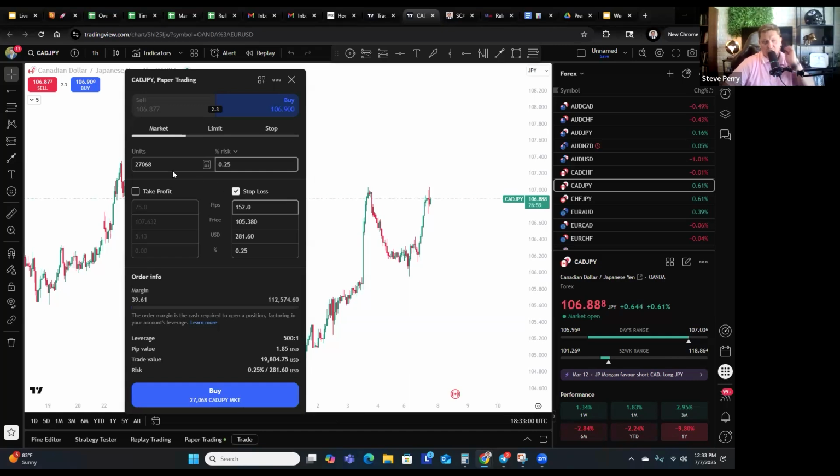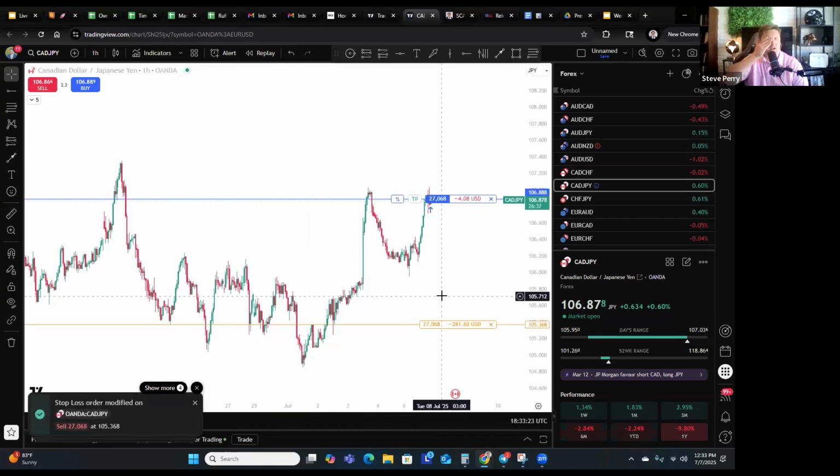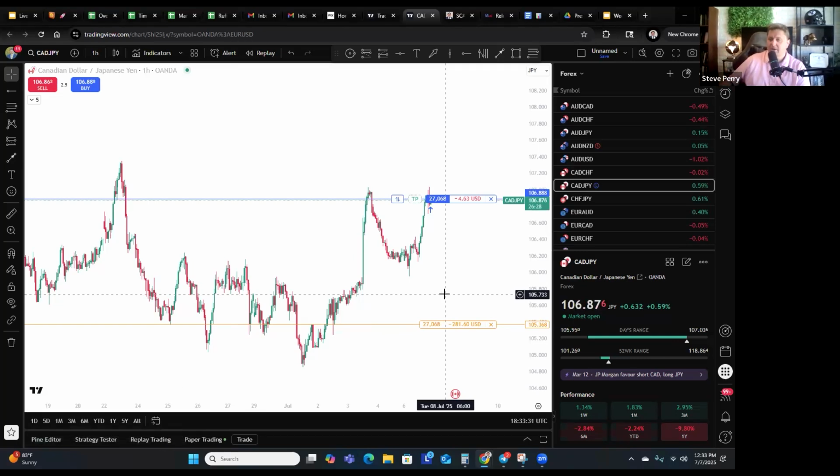So there you go. It's got the units all figured out for you, 27,000 units, risking 0.25% of my account. I've got a 152 pip stop loss, which equates to $281, which is exactly 0.25% of my account. Now I'll just go ahead and click buy, and boom, that trade is now ready to go for the entire week. You don't have to do anything now. You can let this trade play out. It can go to the moon, and you can make a lot of money by Friday and close it out for whatever it's worth on Friday. If the trade loses, it will lose automatically. You don't need to do anything as far as analyzing the charts.